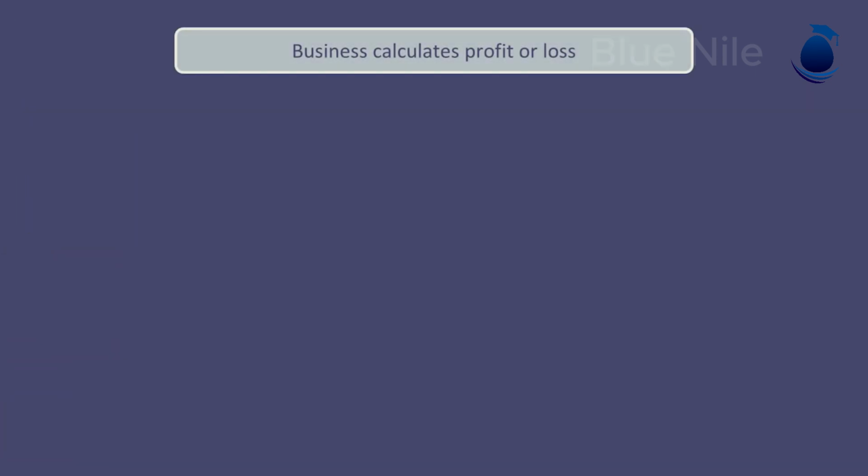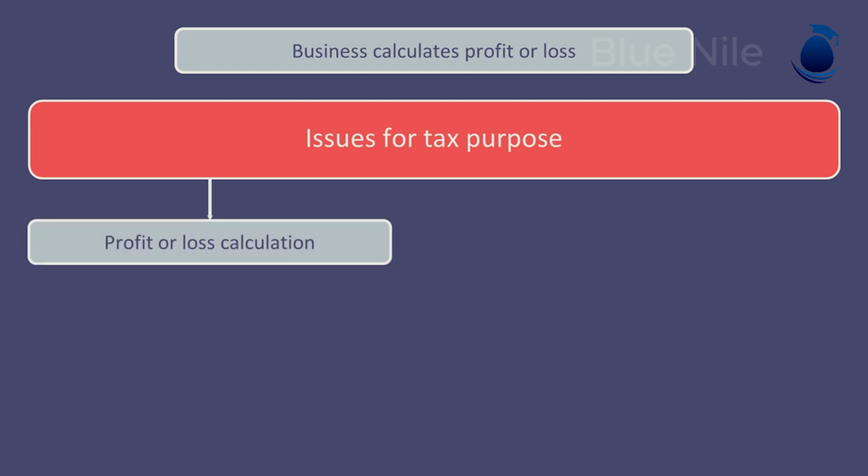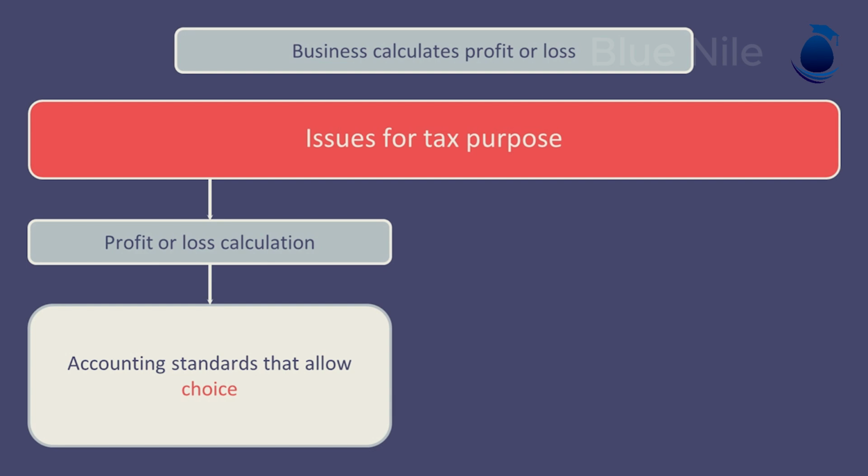The business will have prepared accounts for some period of time, which will give us a profit or loss figure for that period. However, there are some issues with this for tax purposes. Firstly, the profit or loss calculation. Accounts are prepared following accounting standards, but some of these allow a business choice as to how to deal with a particular item. Tax authorities prefer rules which mean that everybody is treated the same, so this choice is one problem, amongst others, that we will need to look at, with the profit or loss calculated in the financial accounts.